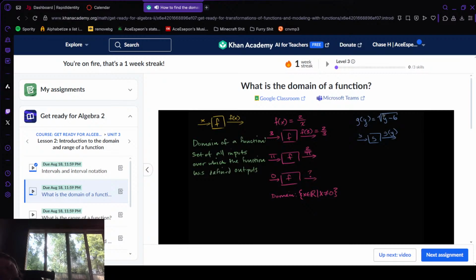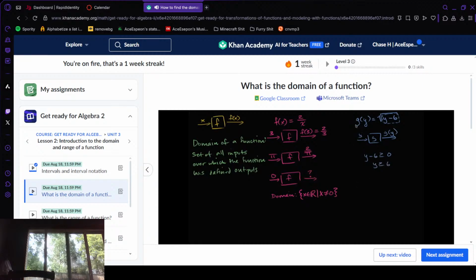Well, it's going to be defined as long as whatever we have under the radical is non-negative. If this becomes negative, our traditional principal root operator is not defined. How do you take the principal root of a negative number? So y minus 6 needs to be greater than or equal to 0 in order for g to be defined for that input y. Or you could say, add 6 to both sides, y needs to be greater than or equal to 6.